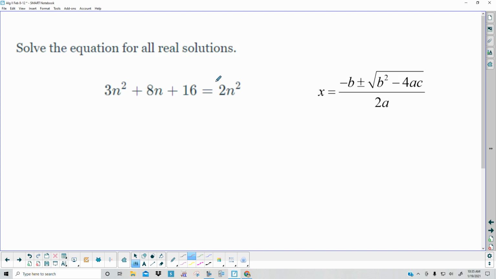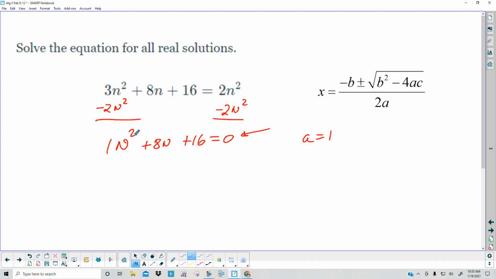This one, I need to get this on the other side. And you're always going to do it by adding and subtracting. So the left side is just n squared plus 8n plus 16. It's now equal to 0. Again, it's important that you have this equal to 0 before you use this. A is equal to 1. That's the coefficient in front of the term with the square. B is equal to 8. C is equal to 16. And now you just fill it in the order.